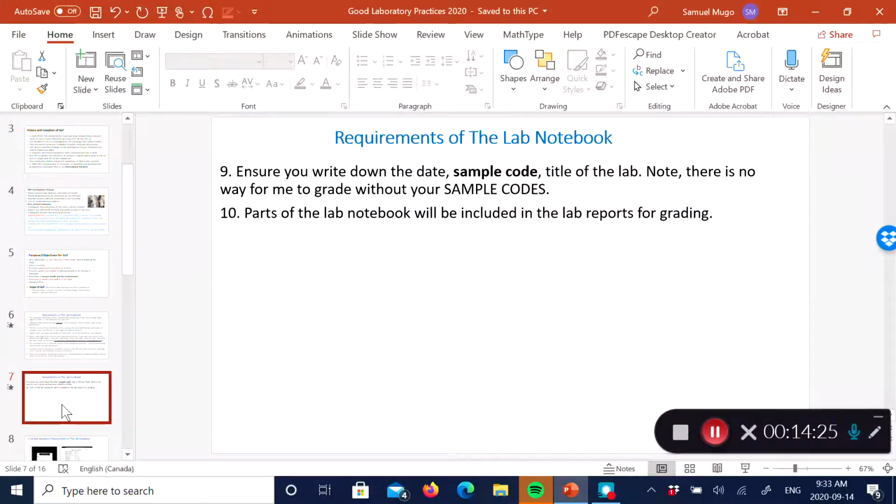So take note of this: when you're in the lab, you'll be given a sample specimen, and that sample specimen has got a sample code. That sample code should be very clearly recorded in your lab notebook. There will be no way to grade your work without the sample code. Lastly, remember, parts of the lab notebook will be included in the lab reports for grading. So I'll be grading your lab notebook as we go along.